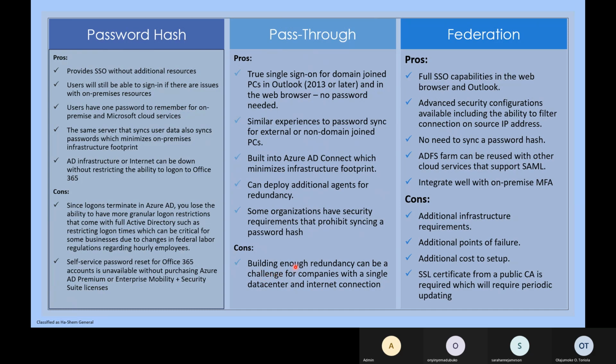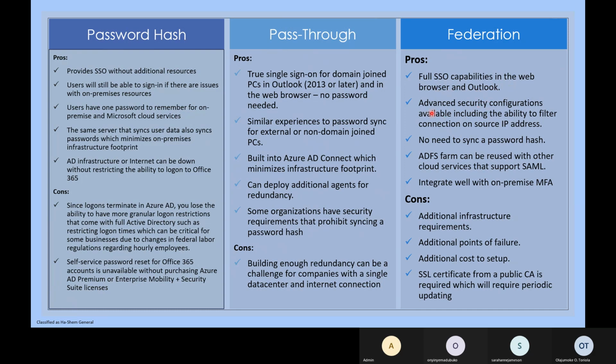So the con here is that you have to build enough redundancy. I cannot overemphasize that, which means that you have to make sure that you build redundancy with multiple data centers. You don't want to keep your domain controllers in the same data center. And then internet connection also, you want to put redundancy into it, because your users have to come to your on-premise domain controller every time to validate their password.